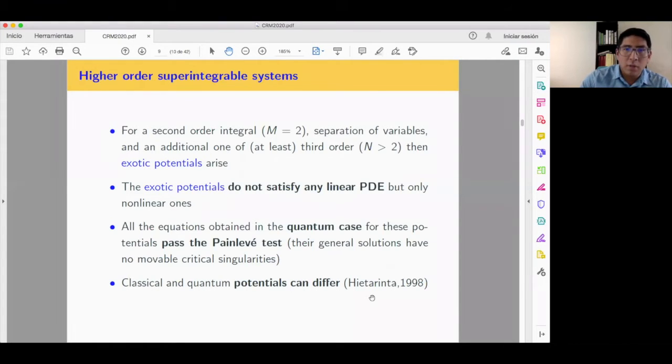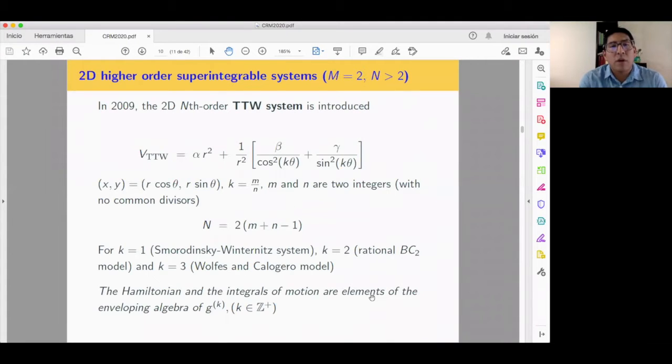So let me start with an infinite family of higher order superintegrable systems. In 2009, the two-dimensional TTW superintegrable system was introduced. The potential is presented here. It depends on 3 parameters, alpha, beta, and gamma, and r and theta are nothing but the standard polar coordinates on the plane. This potential admits a higher order integral of order n, and is given in terms of these small m and n, which themselves fix this parameter k.